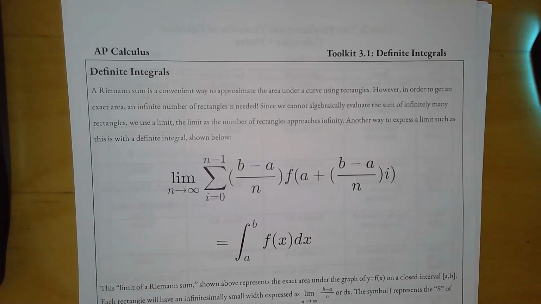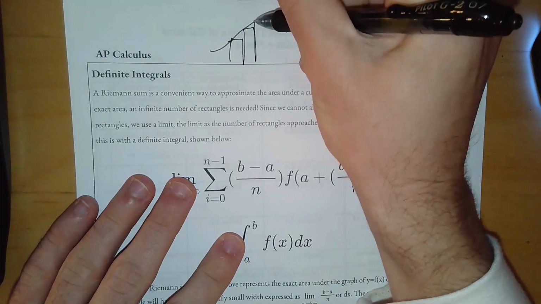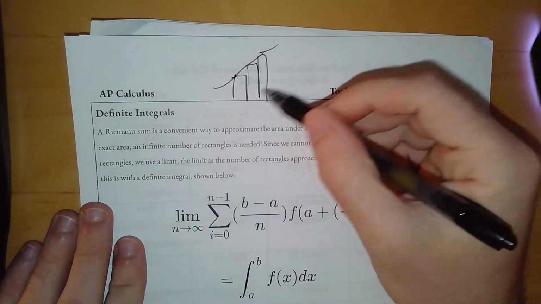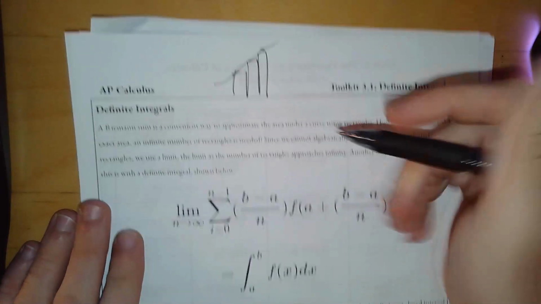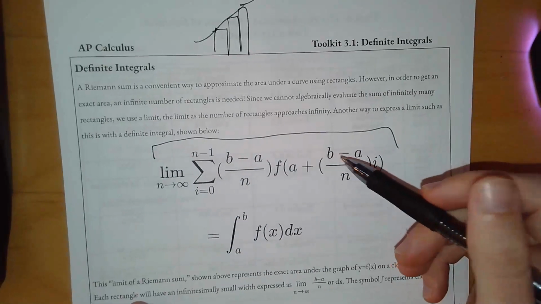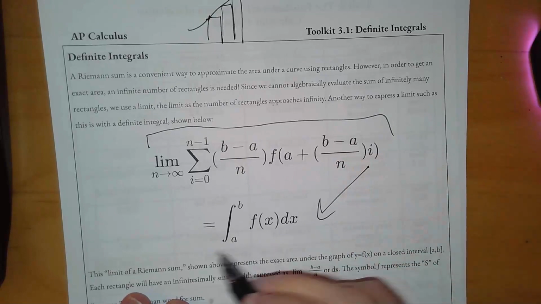This is where we start with the idea of Riemann sums, which you're familiar with. We got the rectangles. Essentially, the idea was, okay, let's make infinitely many of those rectangles and let's make them infinitely thin. And that's basically what happens here. And instead of writing this big limit notation, we just write it as this symbol.